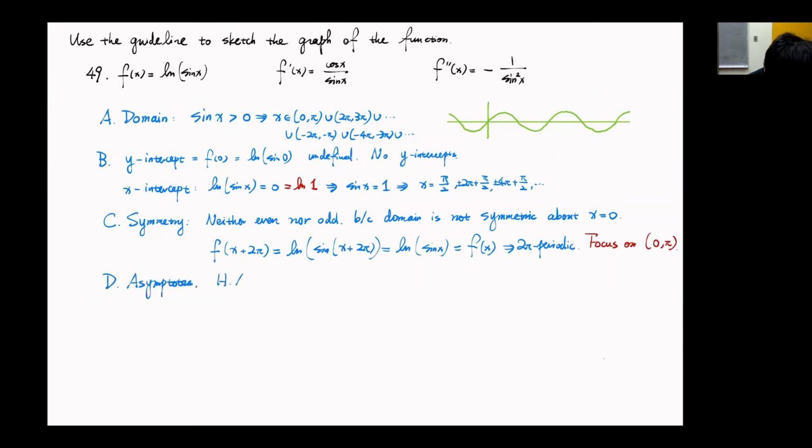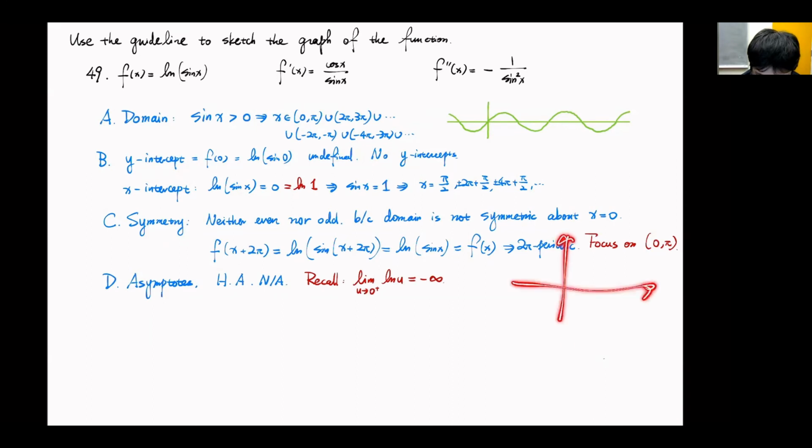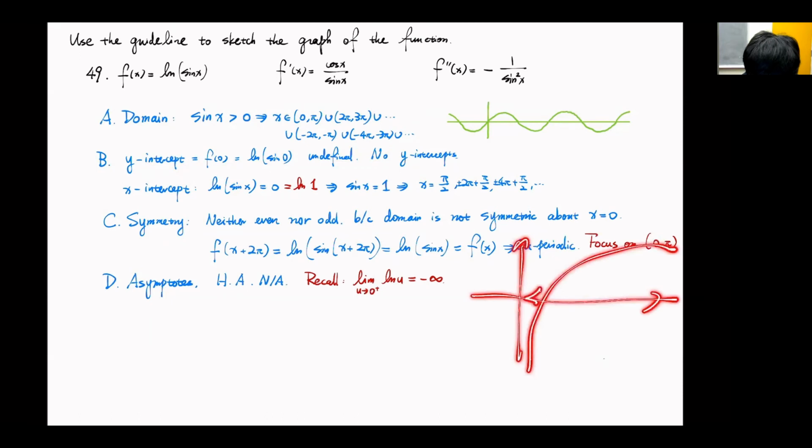So the horizontal asymptote is not applicable over here. But on the other hand, when we try to discuss the vertical asymptote, we should notice the following. We should first recall that the limit of natural log of u as u approaches 0 from above is indeed going to be minus infinity, because the graph of natural log of x looks like this. As x gets close to 0, the function blows down to minus infinity.